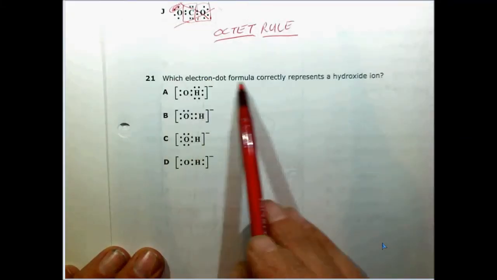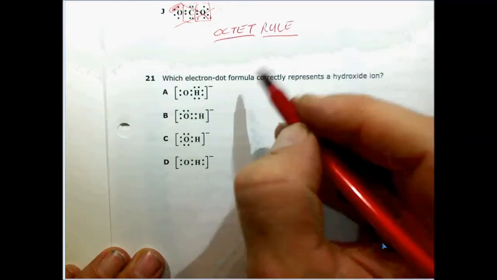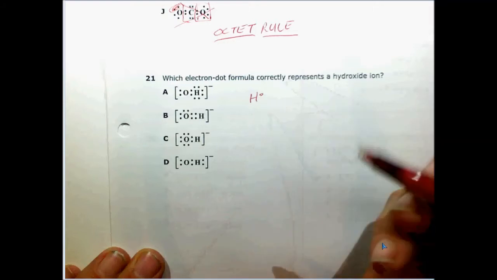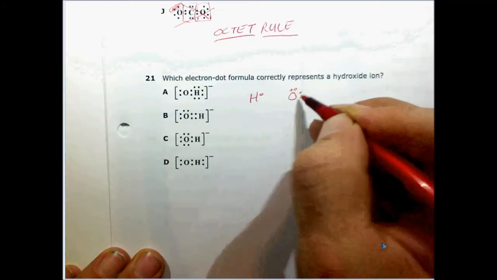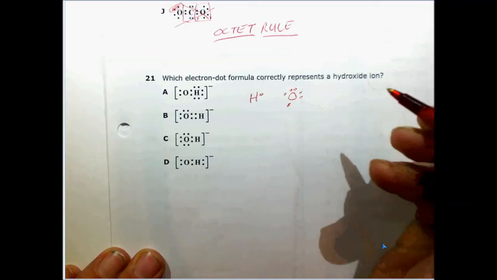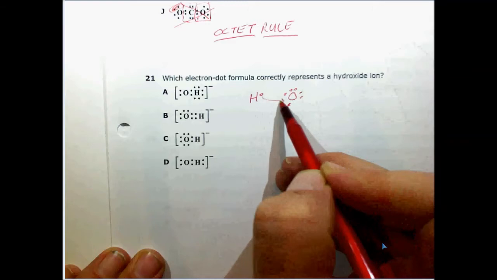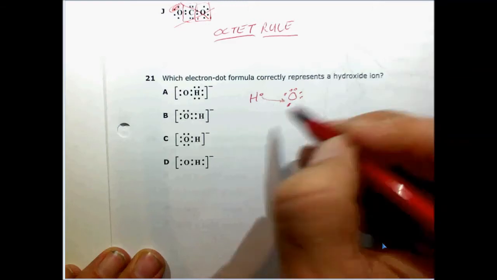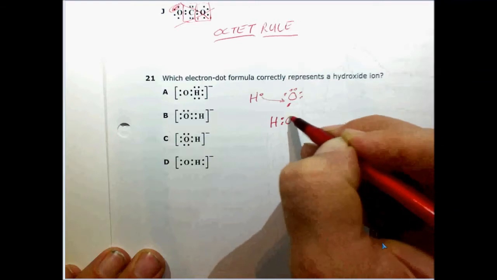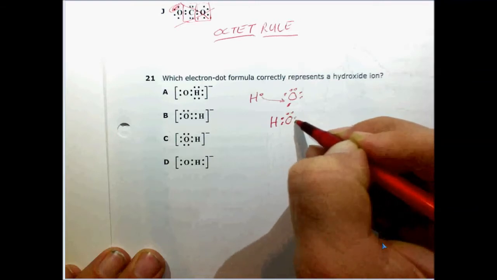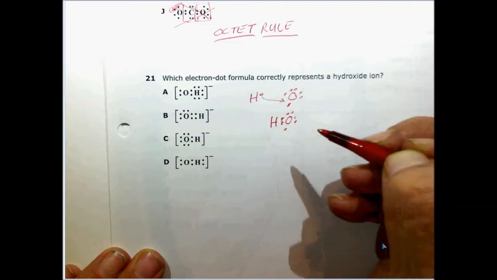Which electron dot formula correctly represents a hydroxide ion? Well, we know that hydrogen normally has 1. And we know that oxygen normally has 6. What will happen is that this electron will be shared here in order to make oxygen think that it has a pair here, and hydrogen will think that it has a pair here.